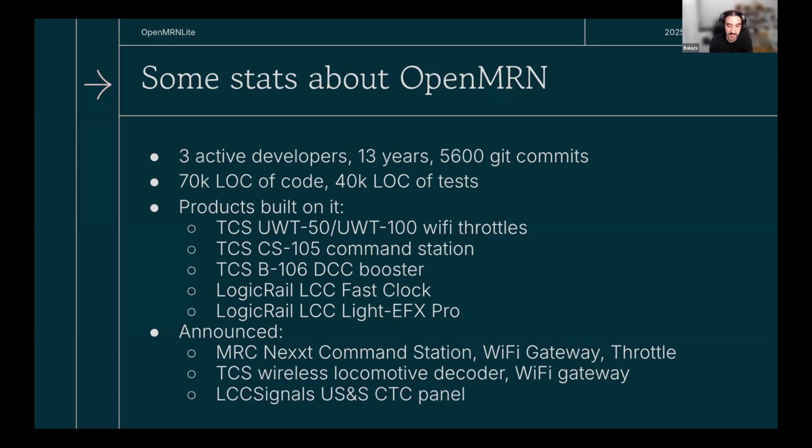There are also a number of products that are announced but have not yet hit the market. The MRC command station, the entire next platform for MRC actually. So the command station, the handheld throttle, and the Wi-Fi gateway, these are all going to be Wi-Fi based products that speak LCC, and they are being built on top of OpenMRN. TCS is also working on additional products, with active participation from us, on a wireless locomotive decoder, one that you can build into a locomotive, and also a Wi-Fi gateway.